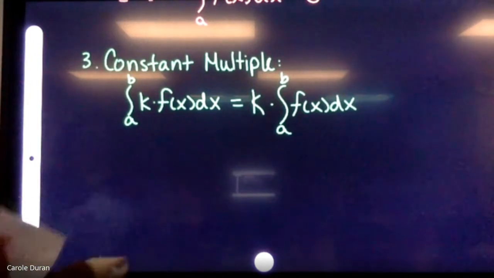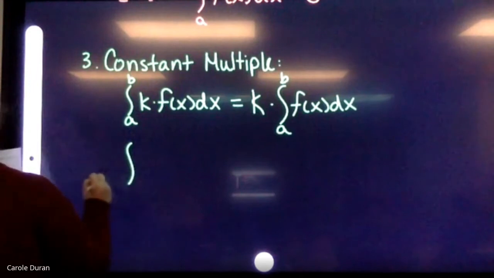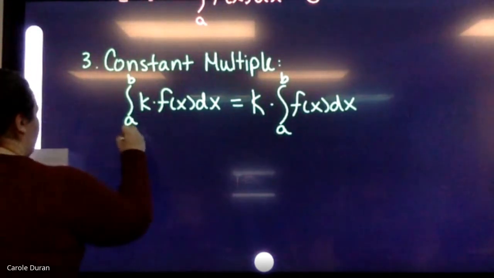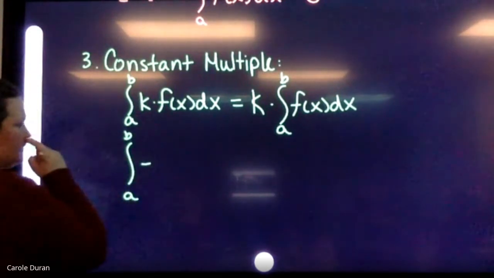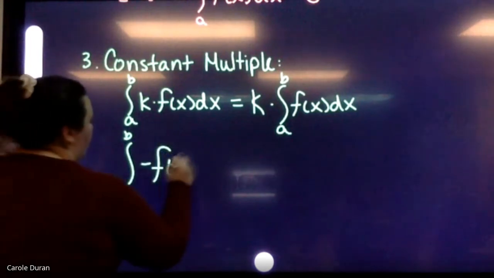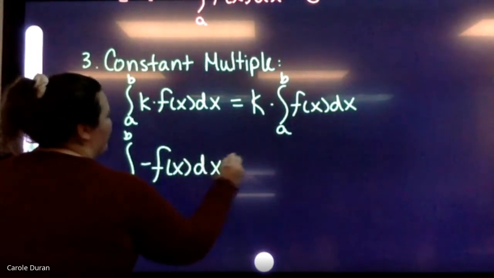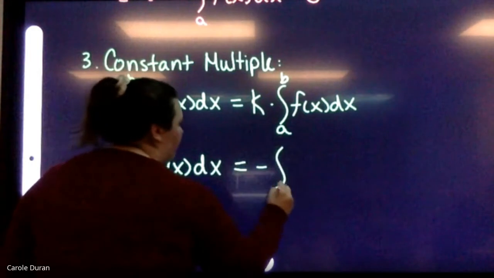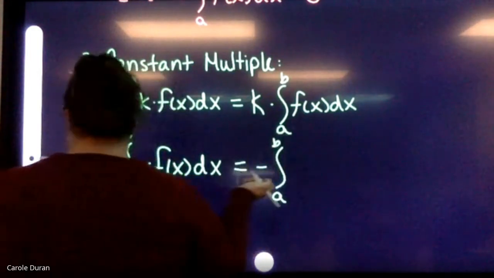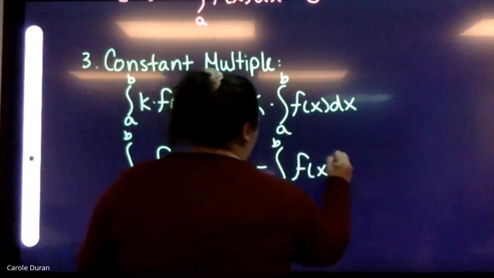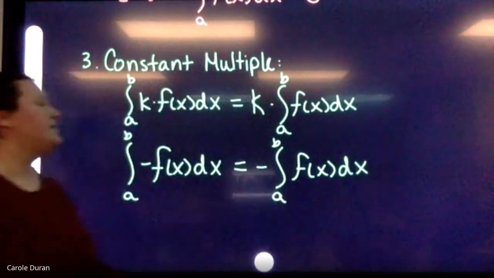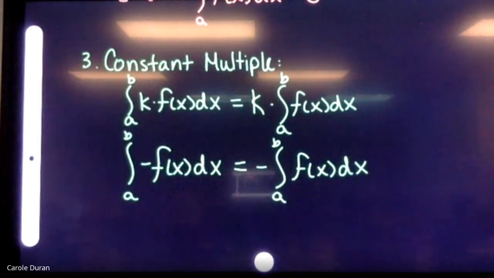This also applies if I have a negative inside of my integral. So if I'm taking the integral from a to b of a function negative f of x dx, that is the same as pulling that negative out front, and then taking the integral from a to b of f of x dx, because that negative acts like a constant.